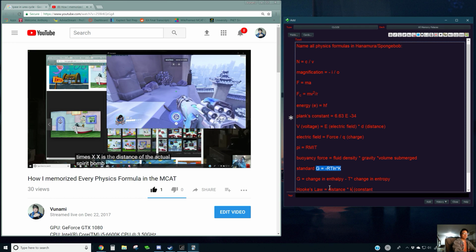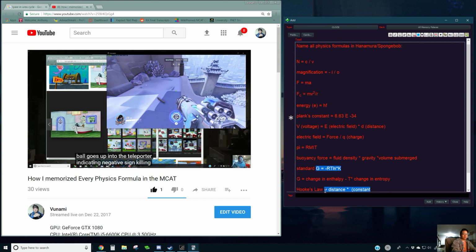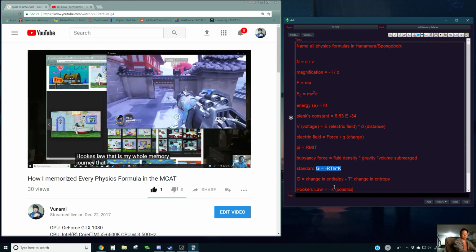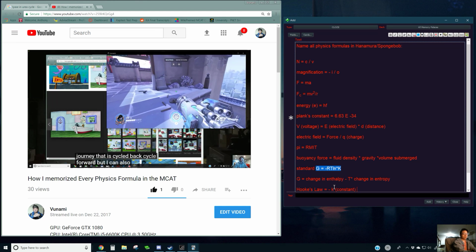X is the distance of the actual spirit bomb, and then when we let go, the ball goes up into the teleporter, indicating a negative sign, killing everyone, hence K. So negative K X is equal to Hooke's law. That is a whole memory journey. That is cycled back, cycled forward, but I can also reverse it backwards.